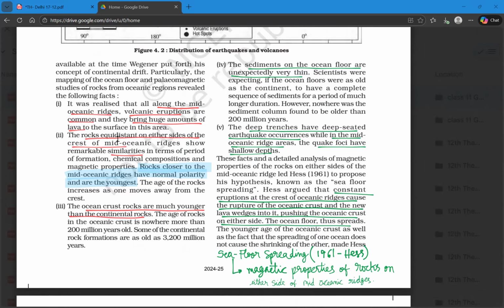Next, the rocks equidistant on either side of the crust of mid-oceanic ridges show remarkable similarities in terms of period of formation, chemical composition, and magnetic properties. Rocks closer to the mid-oceanic ridges have normal polarity and also they are the youngest. The age of rocks increases as one moves away from the crust. The rocks closer to the mid-oceanic ridge also show polarity similar to the parent rock, that is the mid-oceanic ridge. But as they move away from it, they develop their own properties.